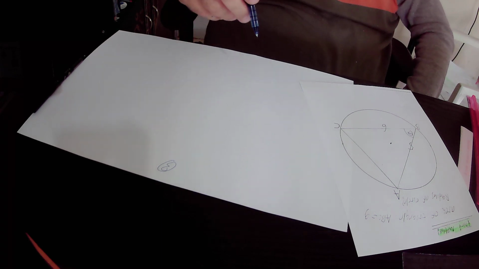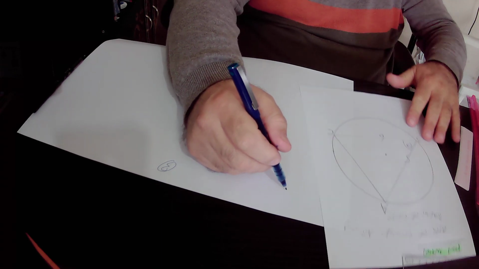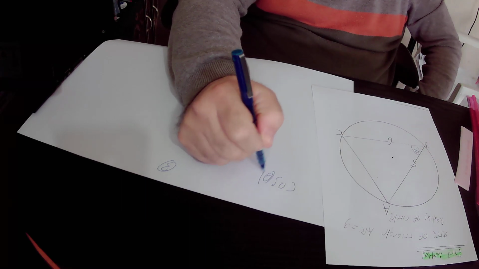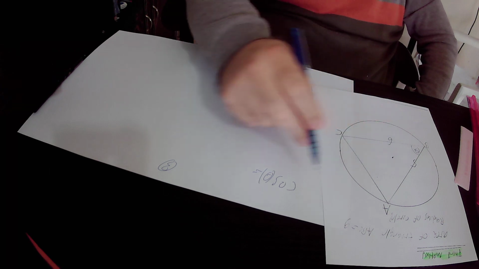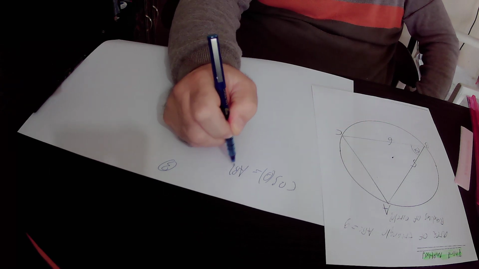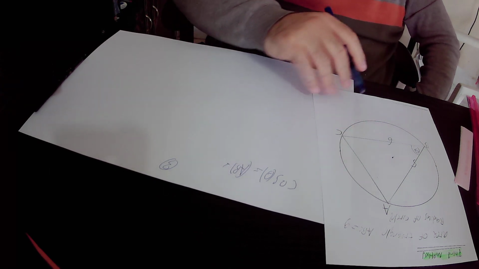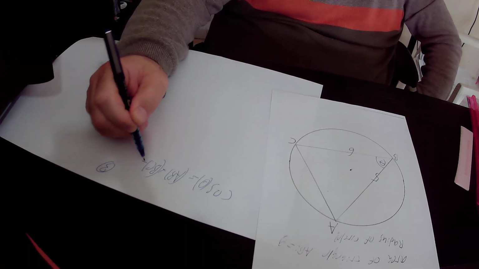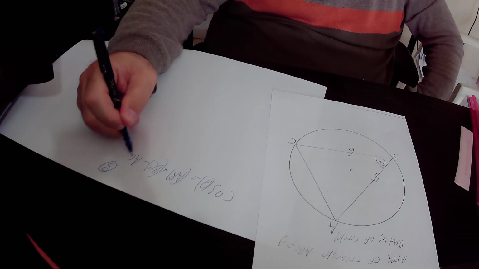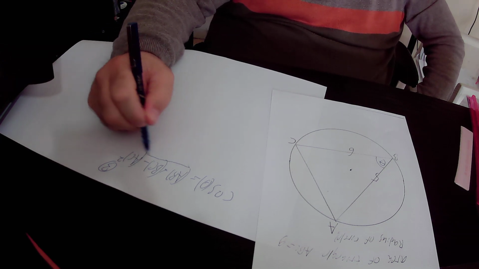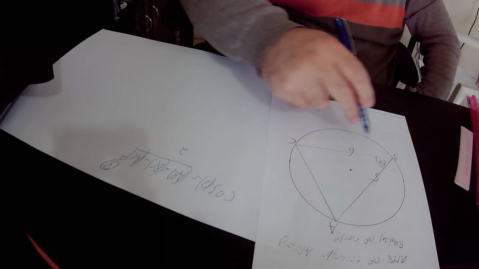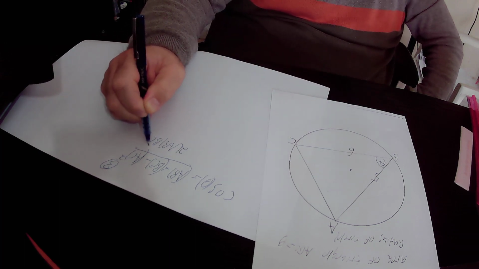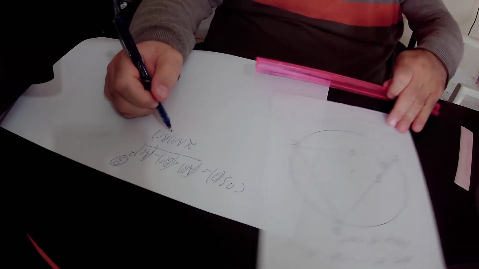cosine theta in our triangle ABC will be equal to AB squared plus BC squared minus AC squared over 2 times AB times BC. Okay?